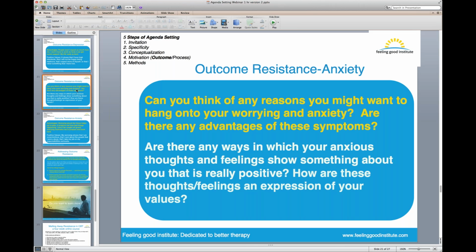And again, think about saying it in a way that would be palatable to a patient to hear. Are there any advantages to these symptoms of anxiety and worry? And any ways that her anxiety and worry and her thoughts show something about her that's positive or an expression of her values? So let's see what you guys have to say.